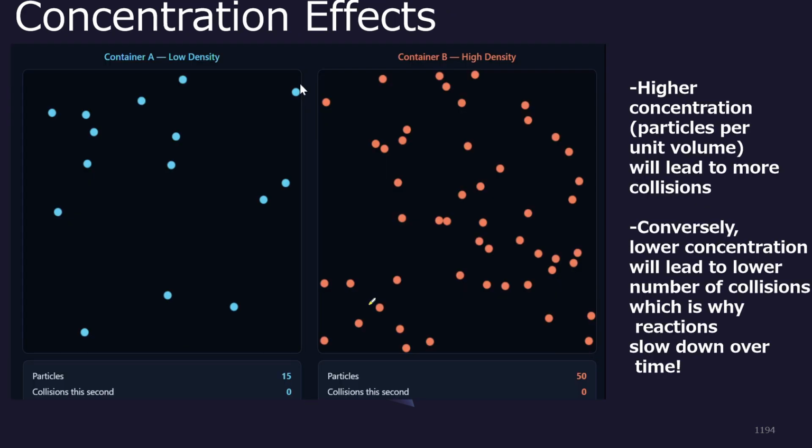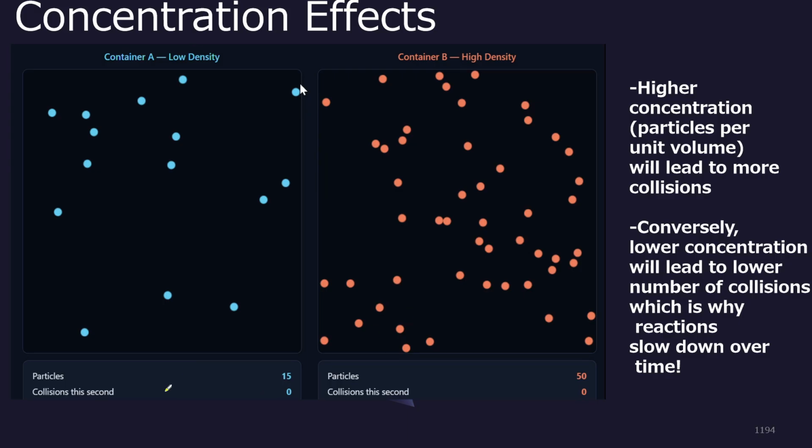So let's go through these. Higher concentration, more particles per unit volume, will lead to more collisions. Conversely, lower concentration will lead to a lower number of collisions. This is why reactions slow down over time. You can generally take that as a rule. If you have some set number of reactants and you start a reaction and get them going, the rate of that reaction will be fastest at the start and then will slow down. As the reactants start to disappear, their concentration goes down.